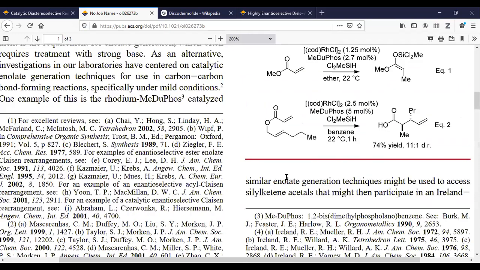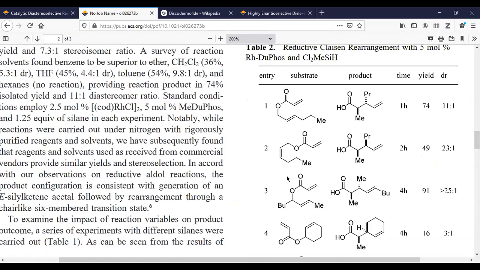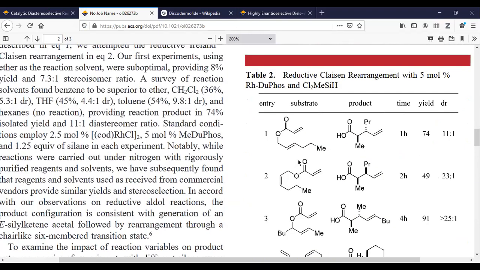Because what they, let me see if they show the mechanism, but the principle that this reaction works on is that this ester actually becomes an enone. So the double bond gets shifted to here, and then that's where your rearrangement happens. Let me show you real quick, and then we've got to stop. I'll share my screen after I write it.